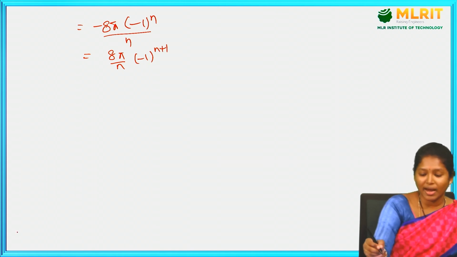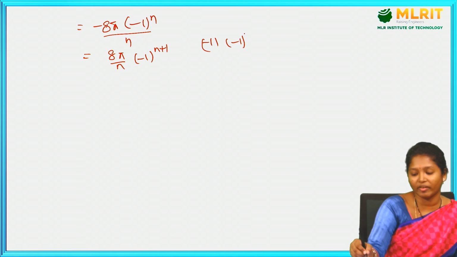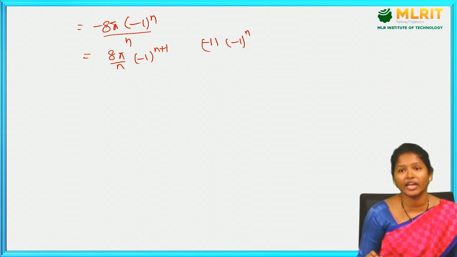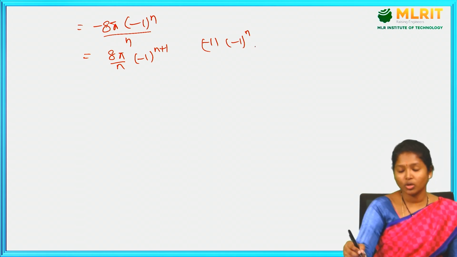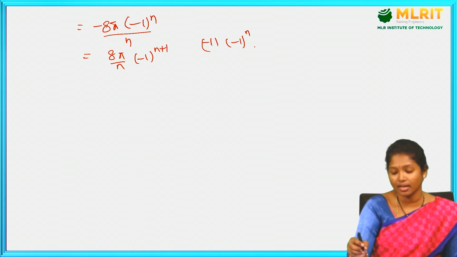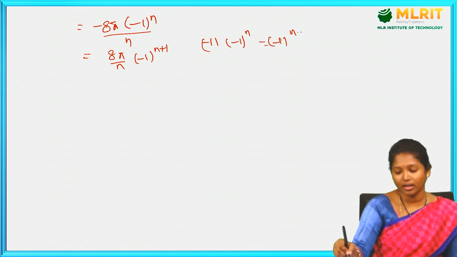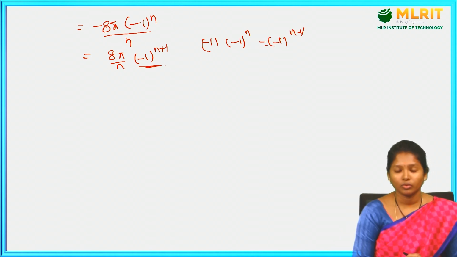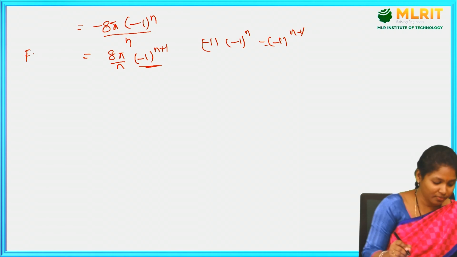So this is minus 1, this is minus 1 whole power n, right? This is in the form of a power n into a power n. So we will write it as a power n plus n. So minus 1 whole power n plus 1. This term is the finite Fourier sine transform of f of x.